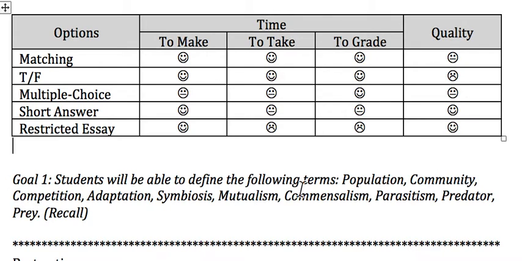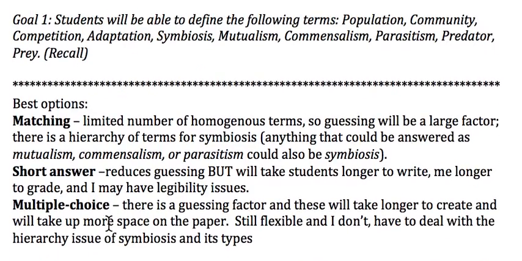Well, I have population, community, competition, adaptation, symbiosis, mutualism, commensalism, parasitism, predator, and prey. Basic terms, right? If I think about my best options, well, matching, I have a limited number of homogeneous terms. And again, these are terms that will not cause guessing and process of elimination to be a problem.